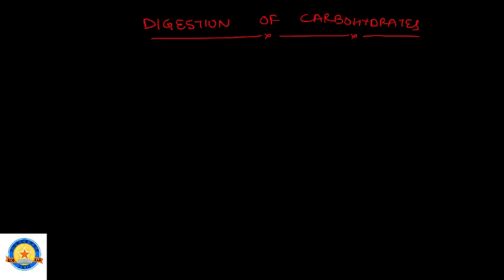So, digestion of carbohydrates. First of all, we have to learn about food. What is present in the food? Food mainly comprises two things: plant products and animal products. Correct. Plant products have a carbohydrate called starch, and animal products have glycogen.